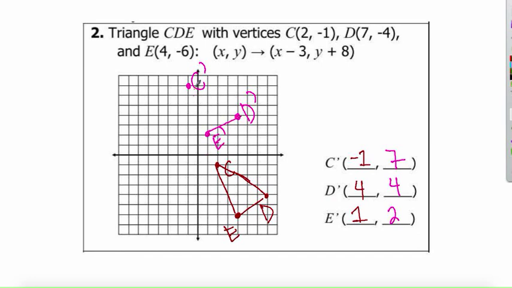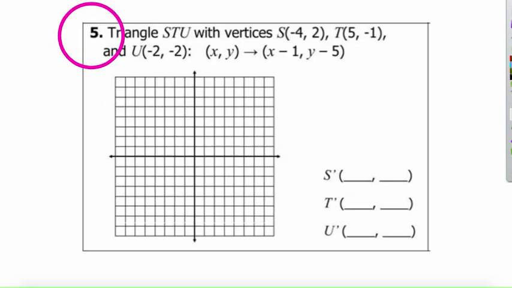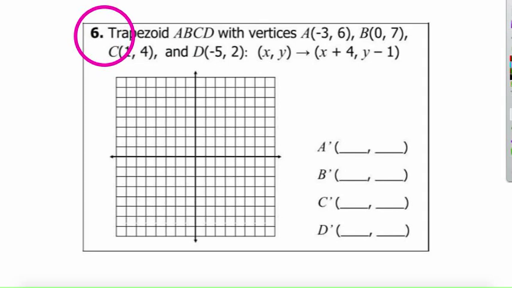So this should be our translated figure. So it went back 3 and up 8, and that would be the final answer. So you can do it physically first, then write the points, or you can change the points and then do it physically. So I want you to try numbers 3, 4, 5, and 6 on your own.